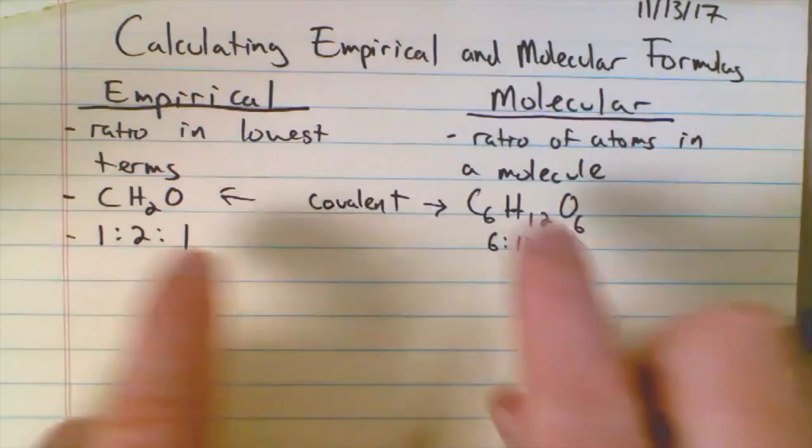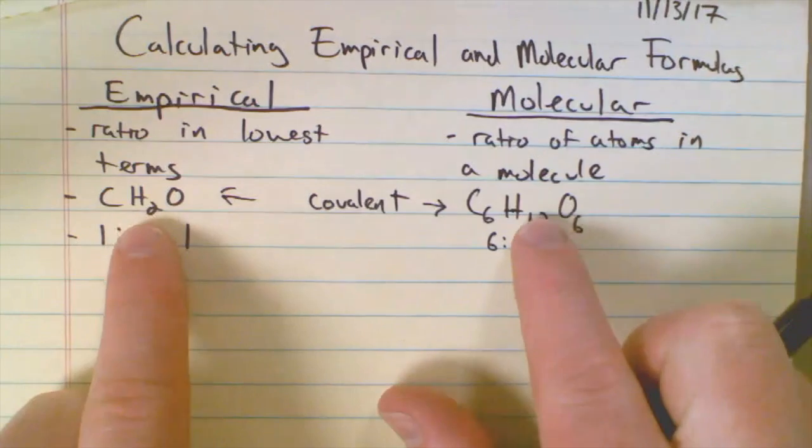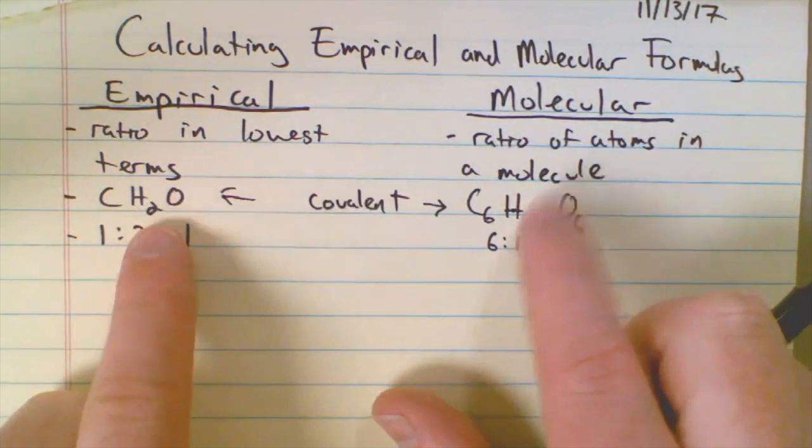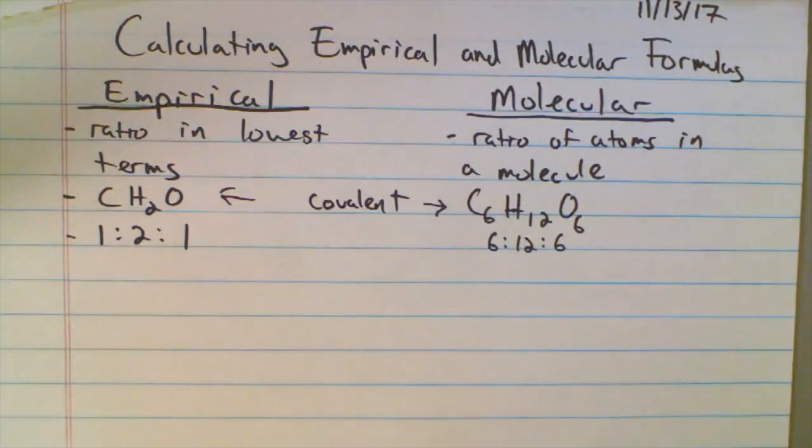So this is glucose's formula. This is also glucose's formula. This is the molecular formula. This is the empirical. The molecular one tells you a little more of the story of the compound.